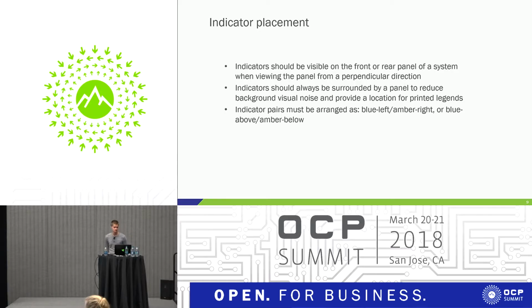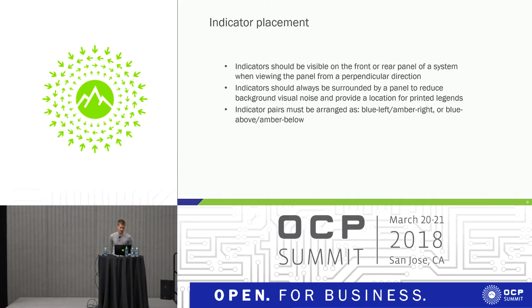Next, indicator placement. Indicators should be on a visible surface on the front or back of a system. In the event that you have a tub that pulls out, it should be visible on that top surface, any viewing surface. And that's as viewed from normal to the front panel. And second, indicators should always be surrounded by a panel to reduce the background visual noise and provide a location for printed legends. This is important, and it's not done on a lot of OCP gear currently, but it will be moving forward. This is going to make it a lot easier for service techs to be able to see and interpret the indicators.